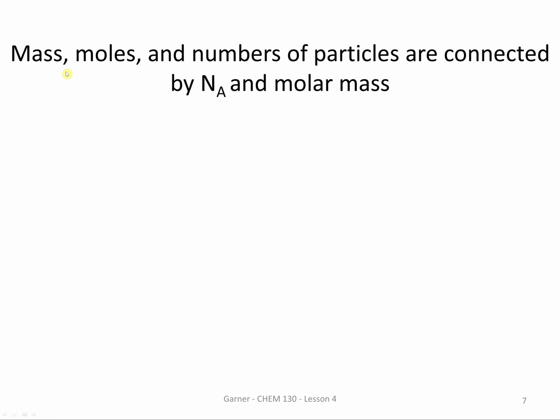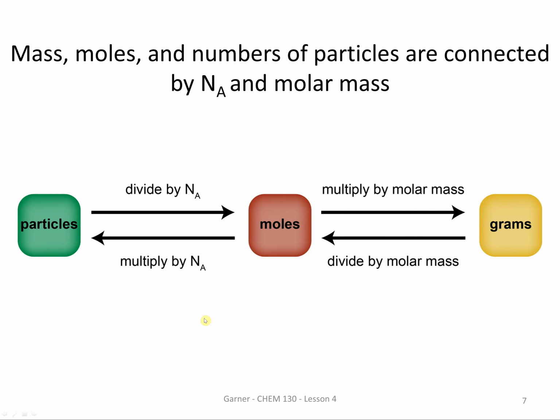All right, so we can relate the mass, the number of moles of the substance, and the number of particles, and by particles I either mean atoms, molecules, whatever it is you're counting, using Avogadro's number and the molar mass that we just learned about. So let's take a look at how all these quantities are related. So if I know the mass of a material, I can figure out how many moles of material I have by taking that mass and dividing it by the molecular weight or the molar mass of the substance. I can go in reverse as well. If I have the moles of a material, I can multiply by molar mass to find the grams or the mass of that material.